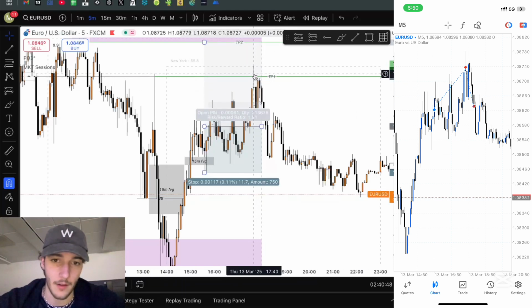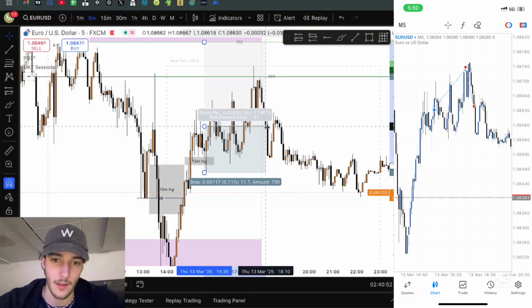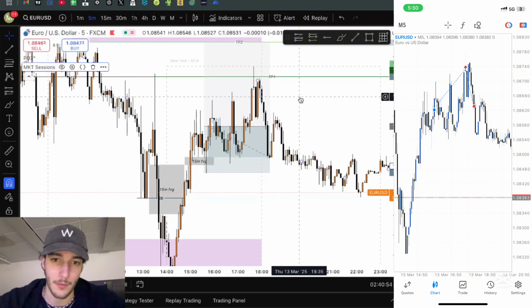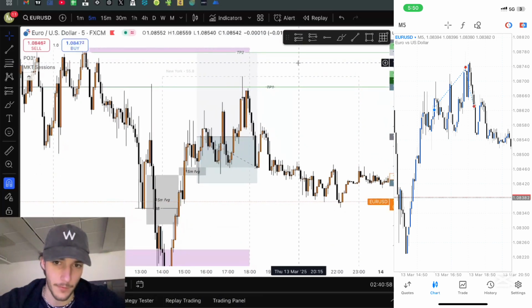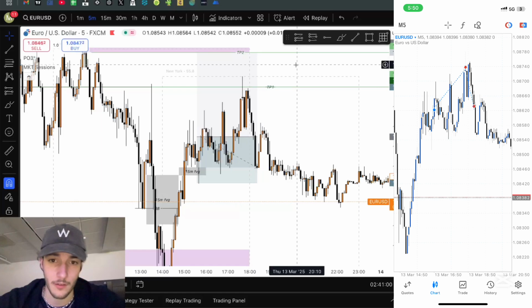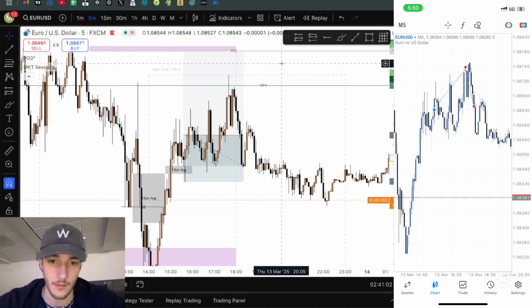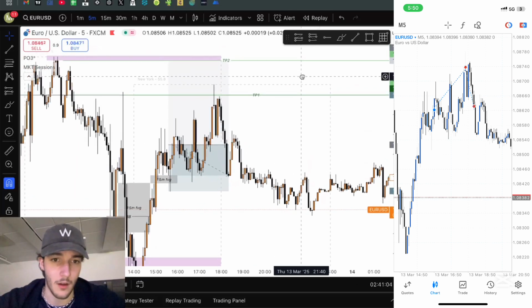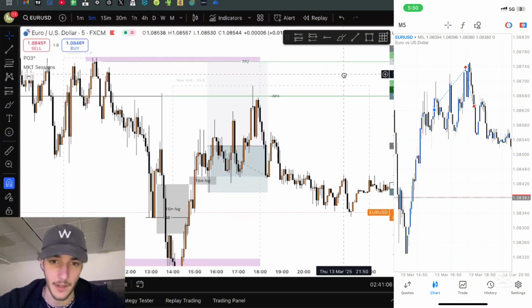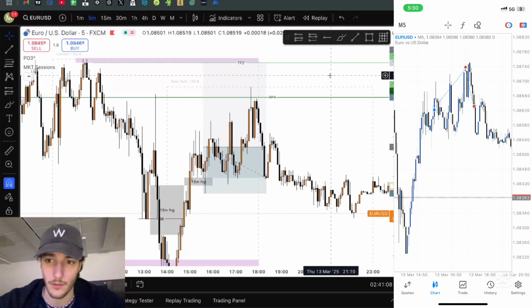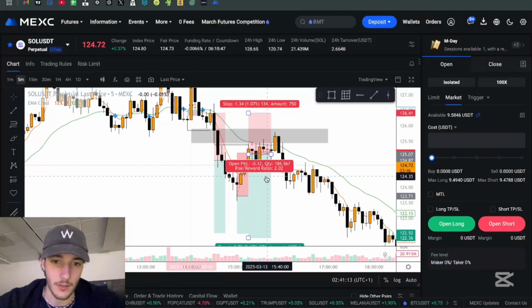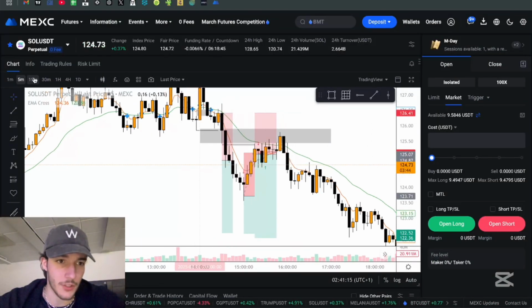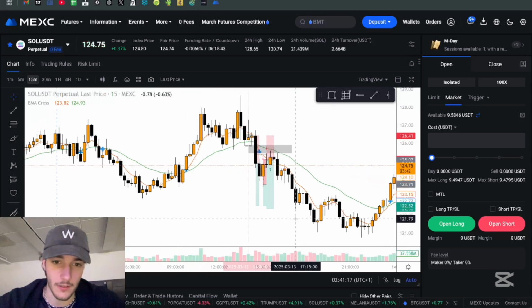It took some time, but I took some profits here, set my stop loss to break even, and then we hit break even after hitting TP1. So I risked 1%, gained 0.5%, then I got stopped out at break even, so no money lost here on Euro. Then we have the Solana trade here, which played out very nicely.